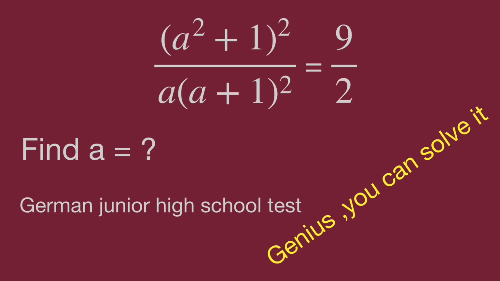The questions come from a German junior high school test. We have (a² + 1)² over a times (a + 1)² equal to 9 over 2. Find the value of a. Can you find the value?